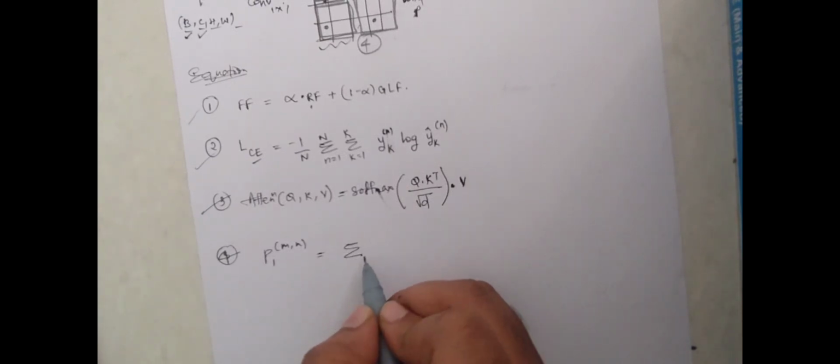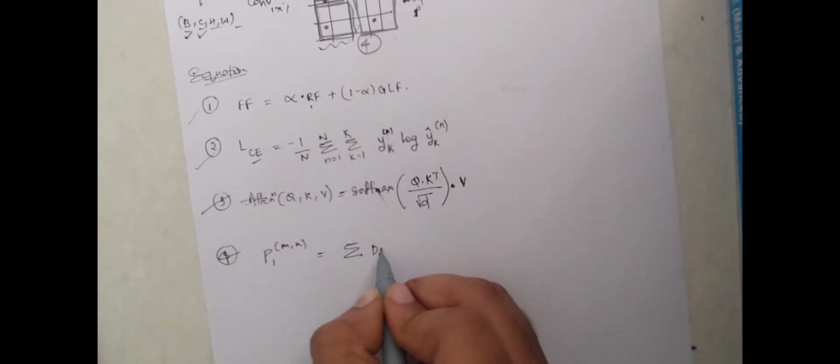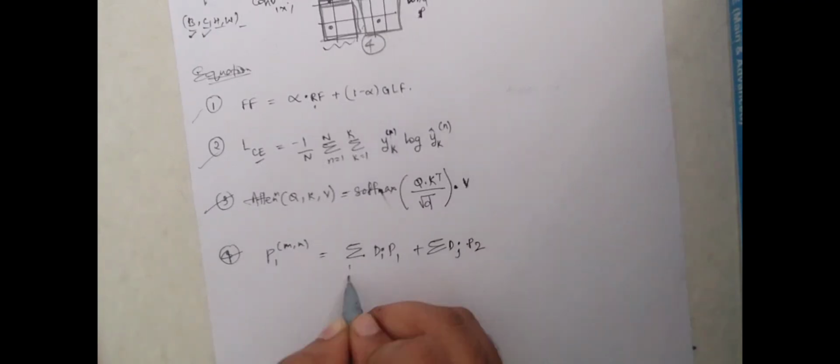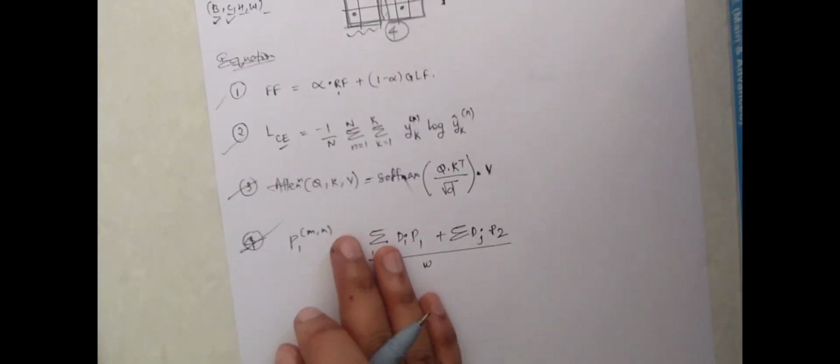In this one, we capture meaning from different windows, that is horizontal and vertical pooling. P1 of m comma n, let's say this is a point. Sum it from the horizontal one, info which is coming from one window, d_i and p1, d_j, this is from the neighbor window, P2 by W, we average it. If it's only 2 in the numerator, by 2. Okay, that's it. These are the equations.